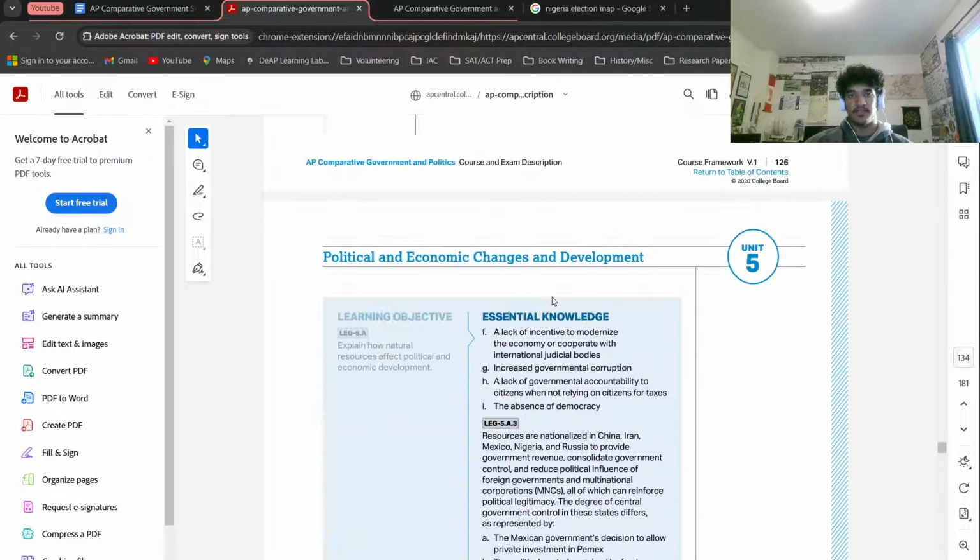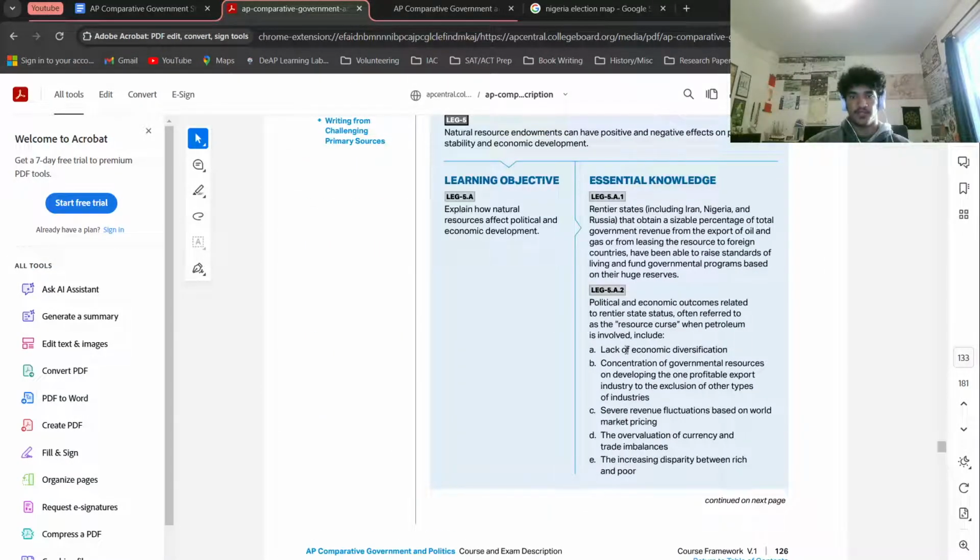And we're at the very last one. Resources. Talk about the resource curse. Lack of economic diversification. You want to make sure that you have a lot of diversification in your state. Don't rely on oil. That's bad because of the fluctuations in resource prices. And once again, the disparity between the rich and poor. Most of that oil revenue in Nigeria, in Mexico, and Russia only goes to the rich. Talked about the oligarchs, right?